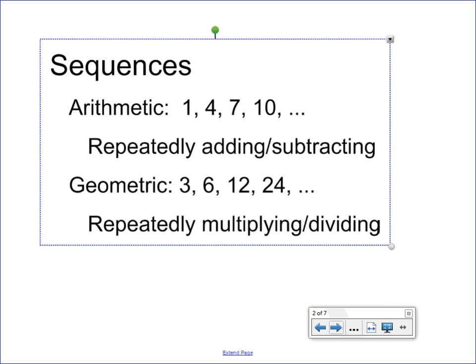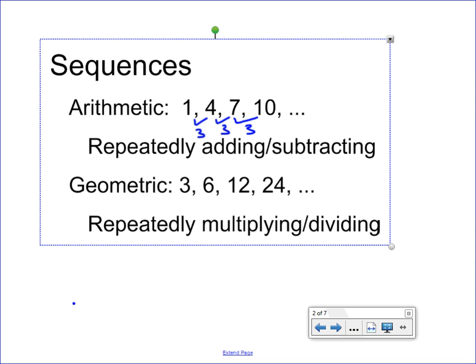So first of all, sequences again. We have studied arithmetic sequences in chapter 4. Arithmetic sequences would be like the example we have here where we have 1, 4, 7, 10, where we're repeatedly adding, in this case, or subtracting the same amount. So we can see here that we're adding on 3. Here we're adding on 3. Here we're adding on 3. So we're repeatedly adding on 3.